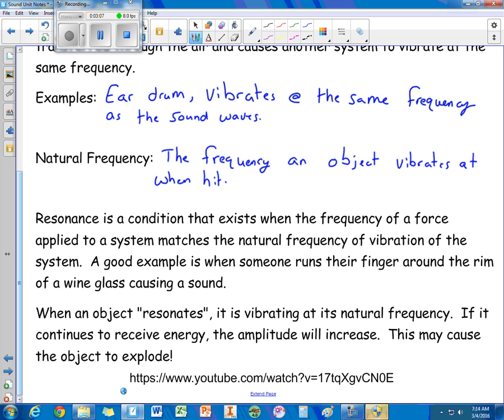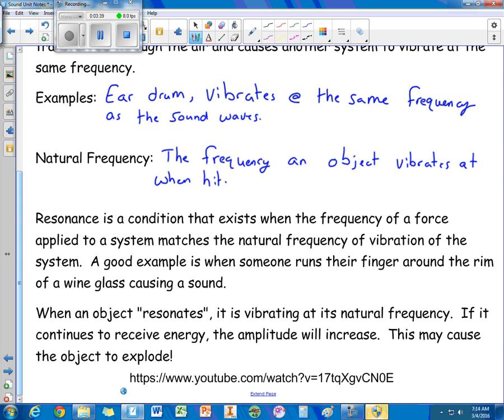And this also goes back to sympathetic vibrations. Objects will only vibrate at their natural frequency. So when there are sound waves traveling through the air, if there's something that has a natural frequency that's the same as that sound wave, it will begin to vibrate at that frequency. Tuning forks are a great example of this. Tuning forks each are tuned to vibrate at one single frequency, their natural frequency.